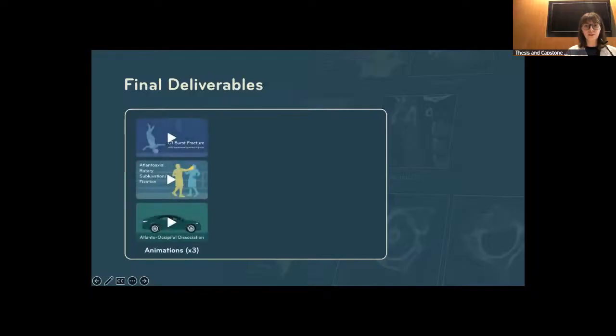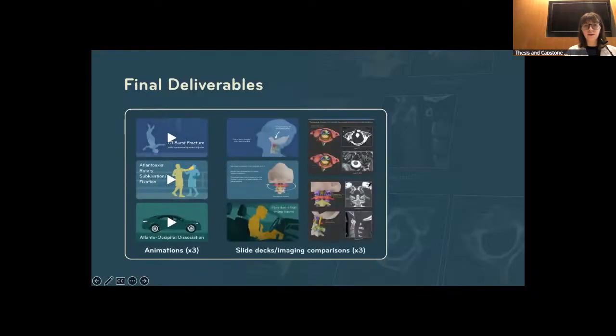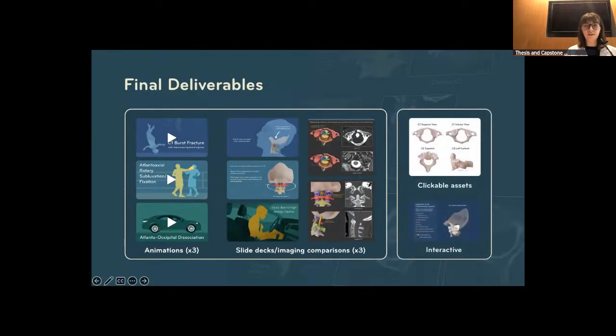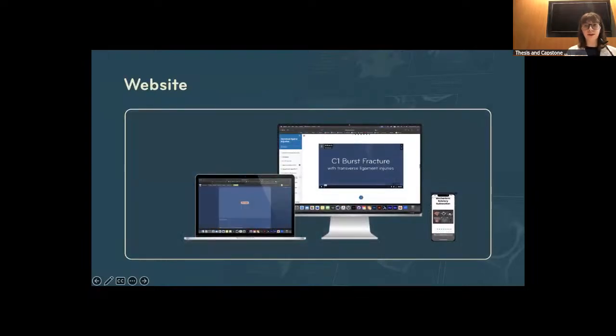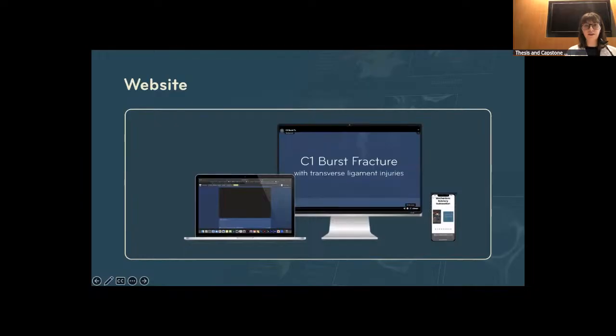The result of this thesis project culminated into a series of deliverables visualizing 3 specific injuries to the CCJ. This included 3 animations, their corresponding slide decks, and additional assets for the final website, which included images with clickable hotspots and an interactive designed in Unity. These materials have been passed off to radiologists at the University of Maryland to eventually be used as resources in a free online learning module. The open source website will be a single-stop location for vital educational resources in trauma radiology.